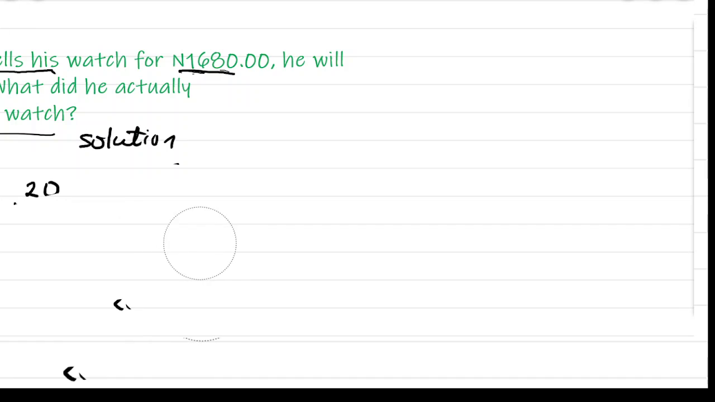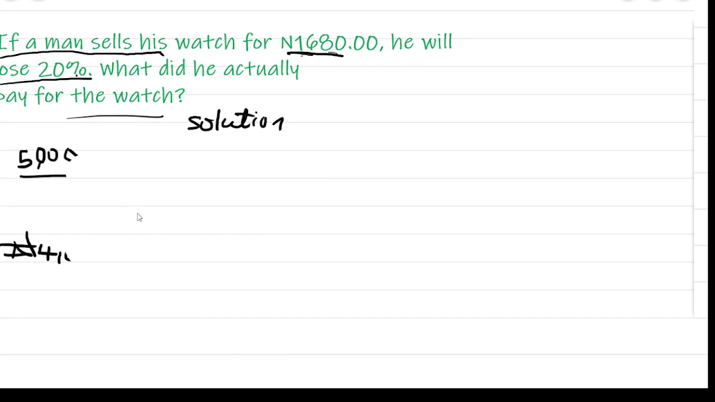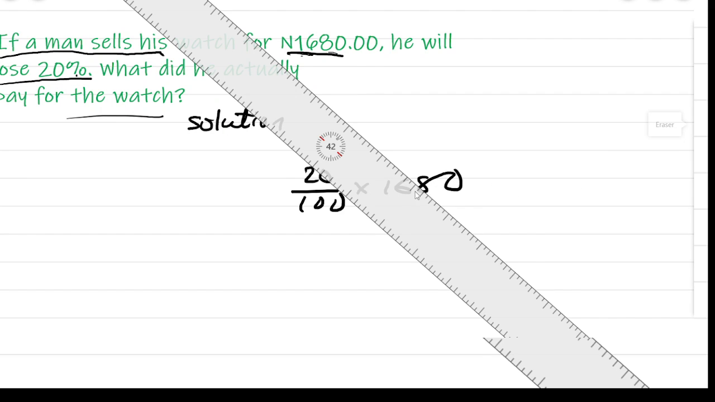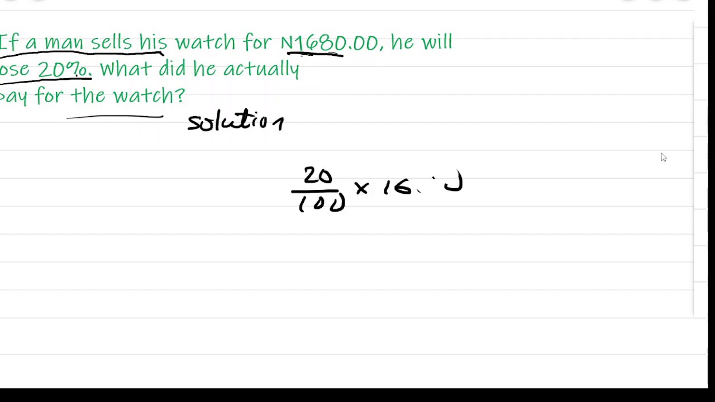Usually, if you are to solve a math problem, you have to find an idea that works for you. Try to understand the problem. Don't just rush in. If you rush in, you might end up just finding 20% of this amount. You may just do 20 over 100 times 1680, and whatever it gives you, you say this is your final answer. So you have to always be careful and make sure you understand the problem carefully before you attempt to solve. So now that we have understood the problem, let us see how we can apply our understanding, and with some little effort we should be good.